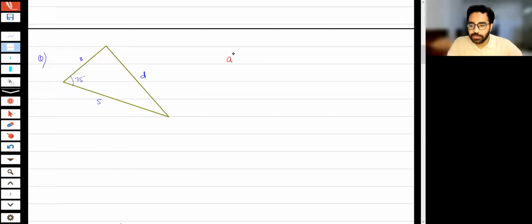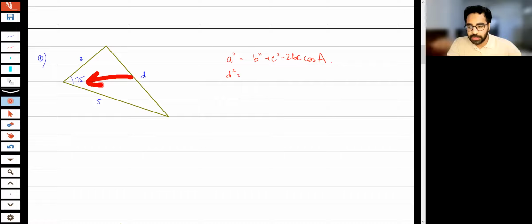तो मेरे पास again cos rule की साइड निकालने का फॉर्मूला होता है a squared equals b squared plus c squared minus 2bc cos A. ठीक है, तो अब क्या हो जाएगा? A is my unknown side, so I'll write d squared. b and c are the adjacent sides of the angle which is opposite to my unknown side.